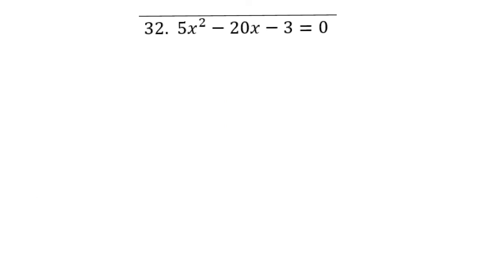Looking at number 32, let's yet again check and see if we can factor. 5 times negative 3 is negative 15. Factors of negative 15 that add to negative 20, there aren't any. So we can't factor it.